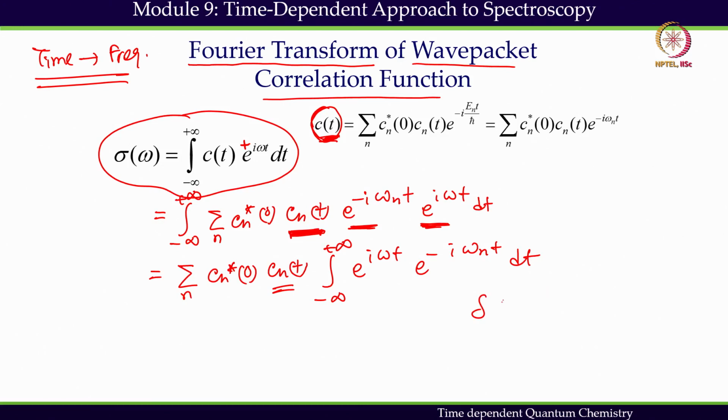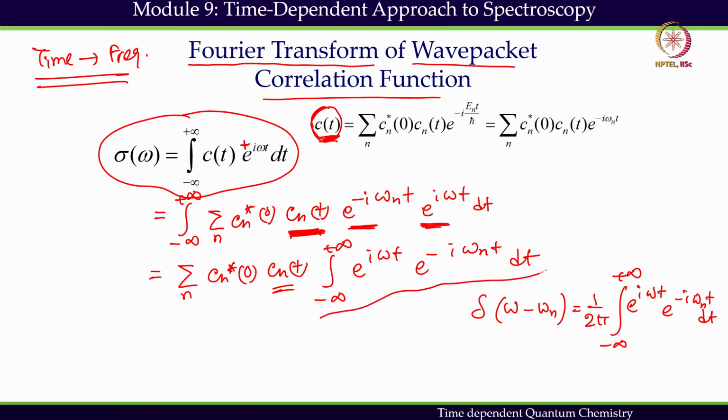The delta function has one representation, which is delta of omega minus omega dash equals 1 by 2 pi, integral from minus infinity to plus infinity, e to the power i omega t, e to the power minus i omega dash t, dt. That was the representation. In the present context, we have e to the power i omega t, and instead of omega dash we have omega n. So this integration is actually representing our delta function.